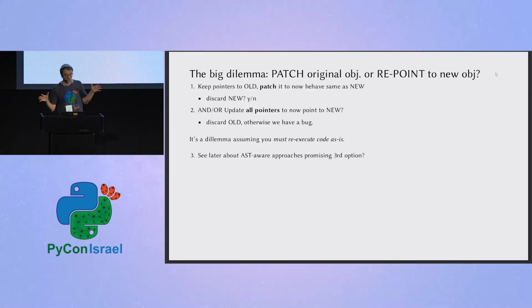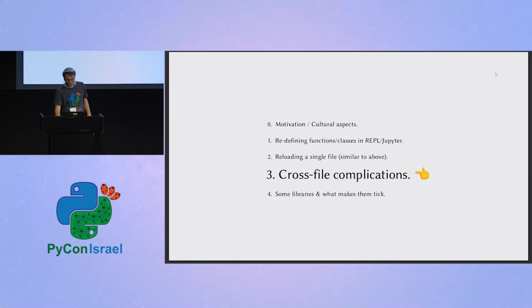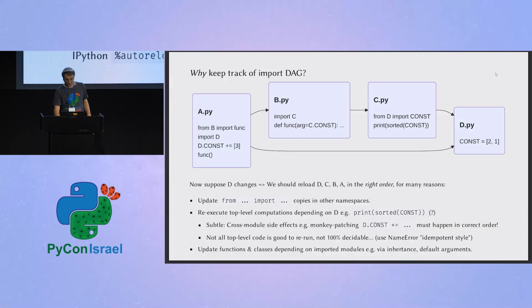One approach is to patch the original object to behave as much as possible equivalent to the new object, so it doesn't quite matter where you point. It doesn't always work, but surprisingly it works quite okay, and most libraries do this. Another approach is to update all pointers from the old to the new. We'll get to that soon.